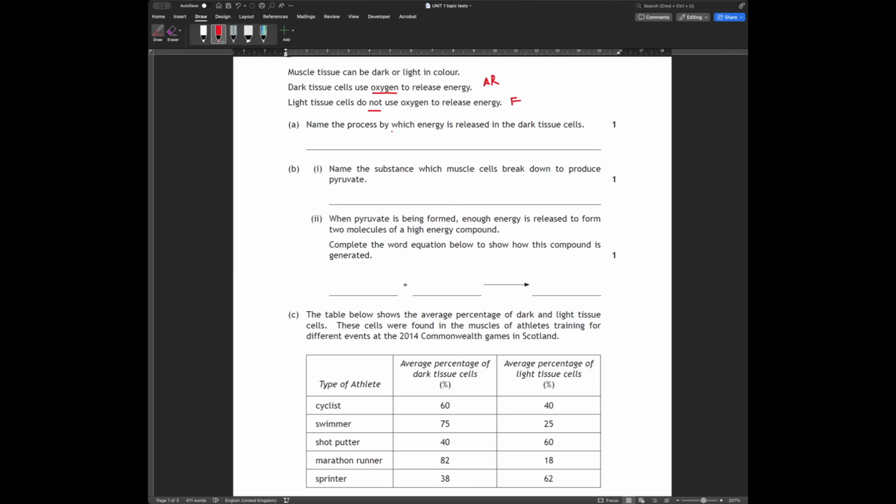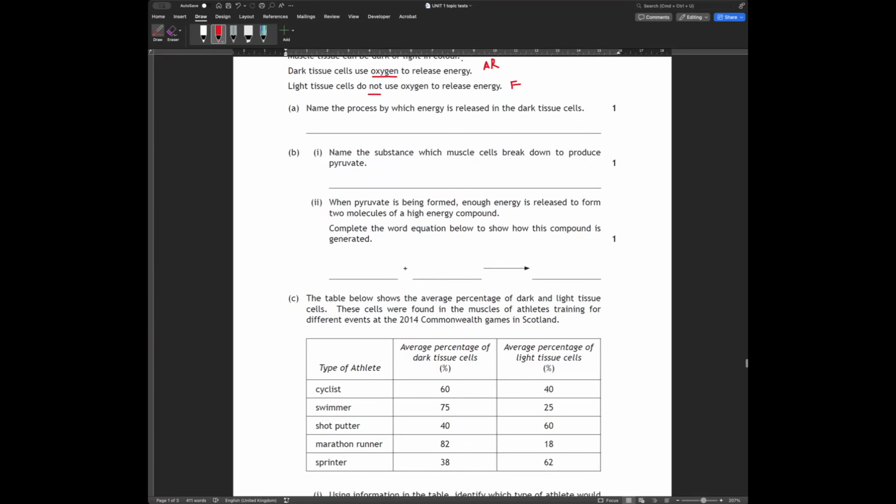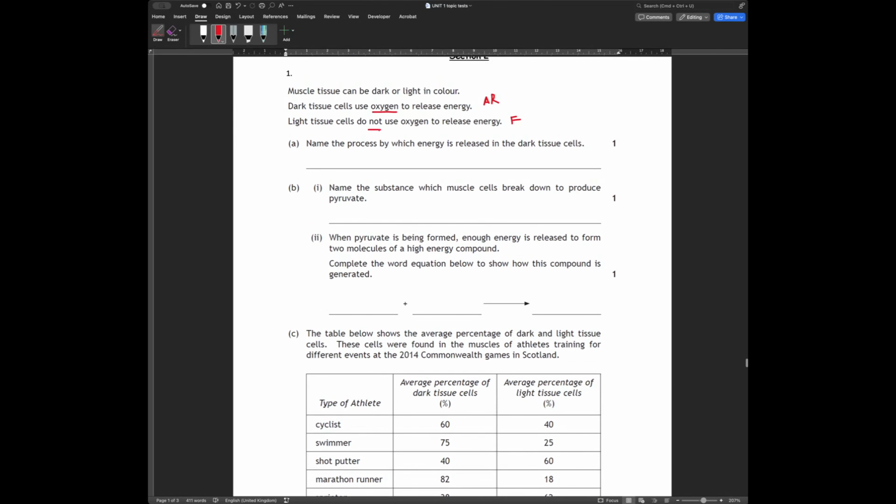And that's a good process to have as you approach questions in the exam. Already be thinking ahead, okay, this information they've given me, why are they giving me it? Well, if they're mentioning oxygen in a respiration question, then it's probably because they want me to think aerobic respiration. And if they're saying do not use oxygen, they want me to think fermentation. So question A, name the process by which energy is released in dark tissue cells. Okay, so dark tissue cells use oxygen. So we've already answered this question because we thought ahead. It's aerobic respiration for that one. Okay, so 1A there, aerobic respiration.